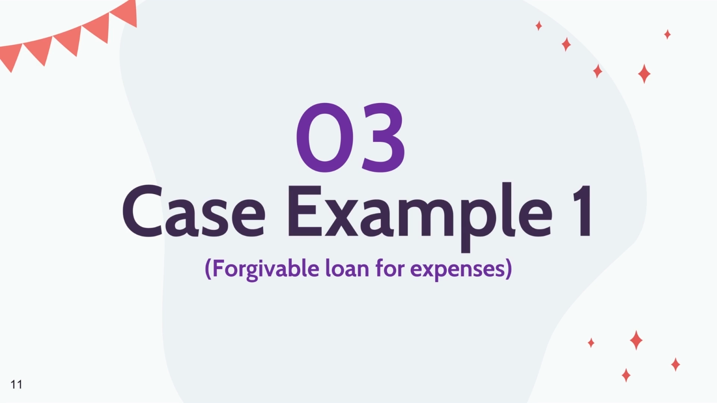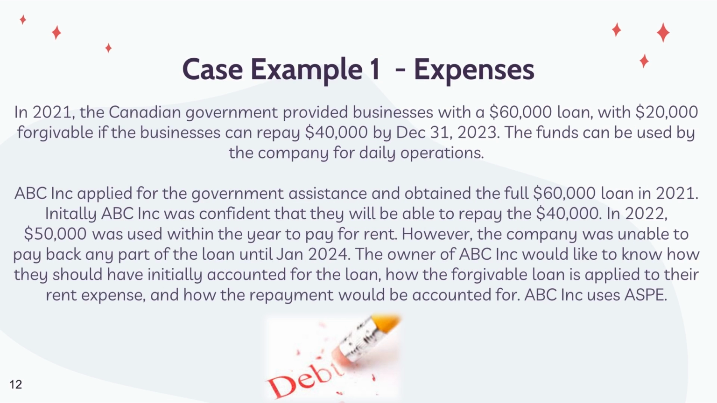This one's going to be talking about forgivable loans for expenses. In this case, it says that in 2021, the Canadian government provided businesses with a $60,000 loan with $20,000 forgivable if the business can repay $40,000 by December 31st, 2023. The funds can be used by the company for daily operations. ABC Inc. applied for the government assistance and obtained the full $60,000 loan in 2021. Initially, ABC Inc. was confident that they will be able to repay the $40,000. In 2022, $50,000 was used within the year to pay for rent.